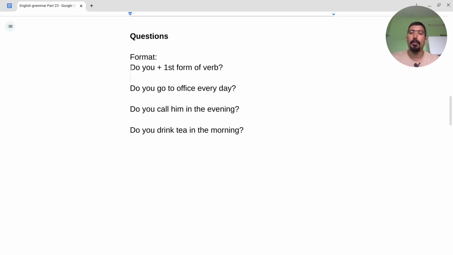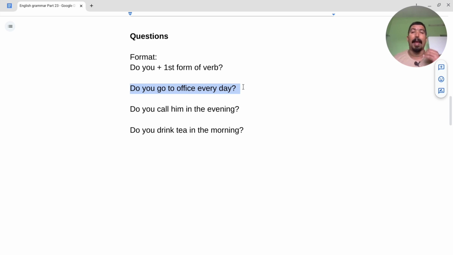The format is do you plus first form of verb. If you want to ask whether someone does something in a repetitive manner, if you want to ask the habit of someone, all these things you can ask starting with do you. Do you plus the first form of verb, like what we have learned right now, just like go, call, drink, play, buy. That's the first form of verb.